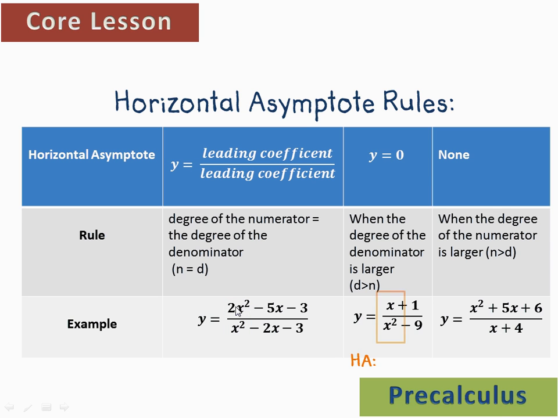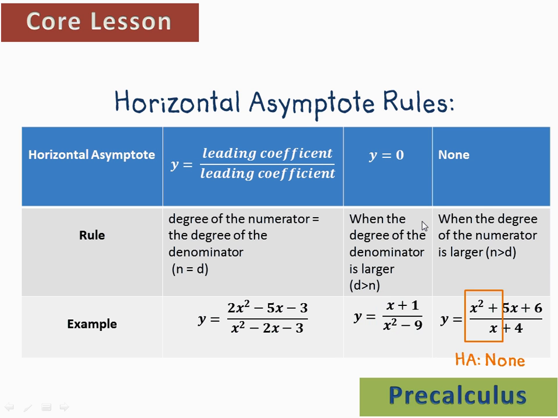In the next case, when does y equal 0? Well, that happens when your denominator's degree is greater than your numerator's degree. So here, the x squared, that degree 2, is greater than the 1 on top. Therefore, anytime this happens, your horizontal asymptote will always be y equals 0.